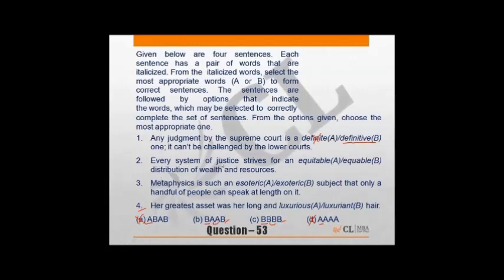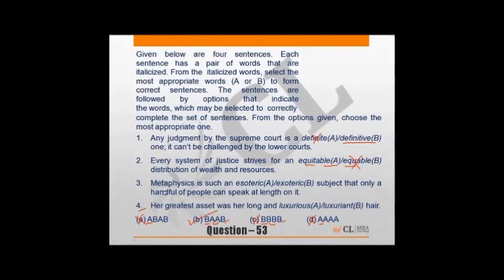Statement 2. Every system of justice tries for an equitable distribution of wealth and resources. Equitable means something which is fair, with equity. So for statement 2, the correct word has to be equitable. Equable is incorrect. Since A is the answer, that means choice C is also incorrect. Correct answer becomes choice B.